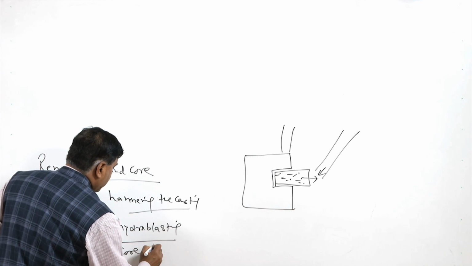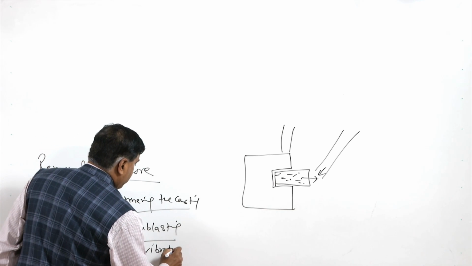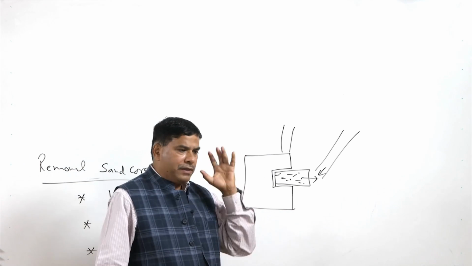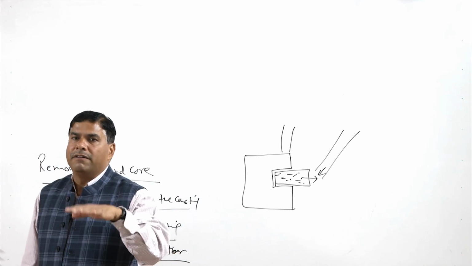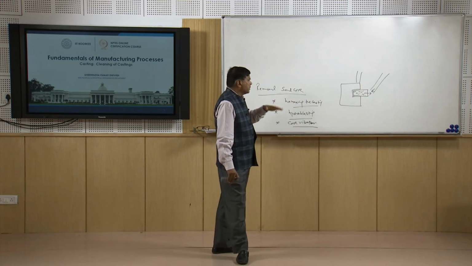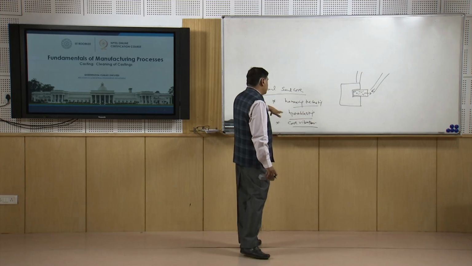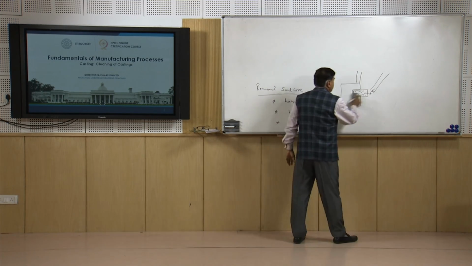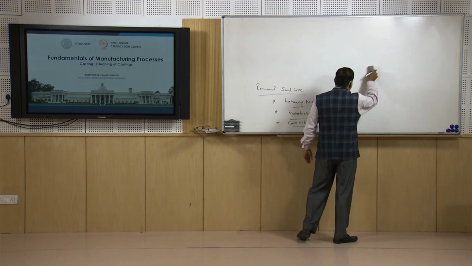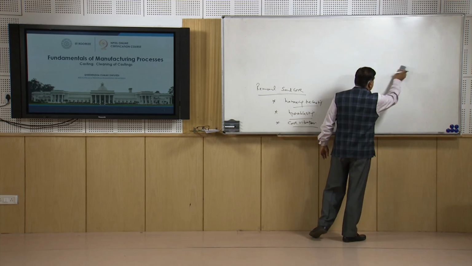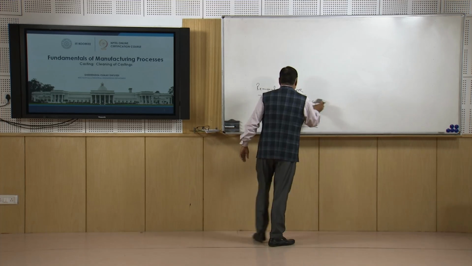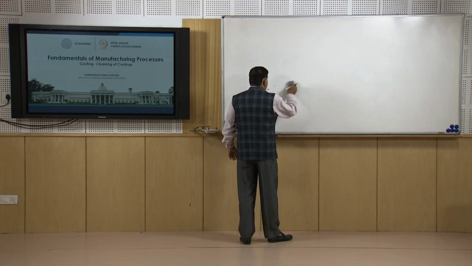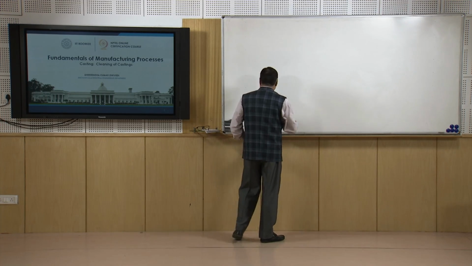Core vibrator is also used in order to remove the core sand. When the casting is kept onto the vibrating platform, the core is broken and it is automatically removed from the sand casting. So application of the core vibrators helps to break the core sand and thereby remove it from the casting. Now coming to the removal of the gates, ingates.